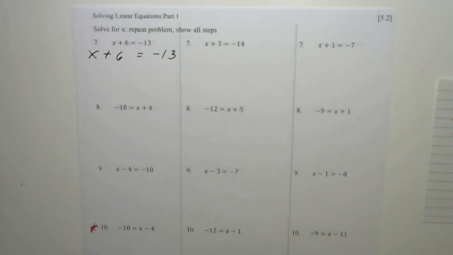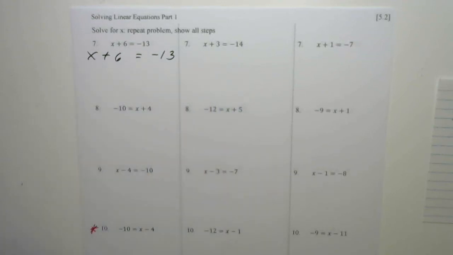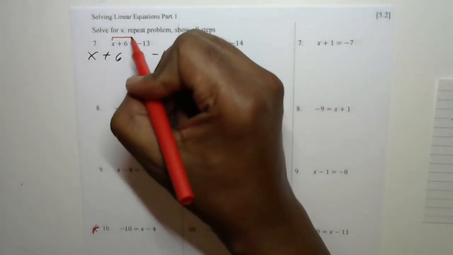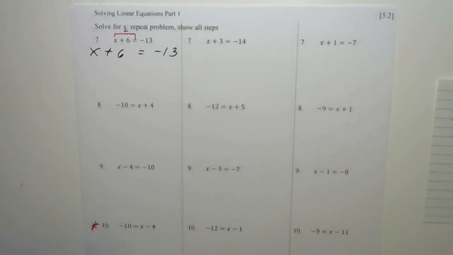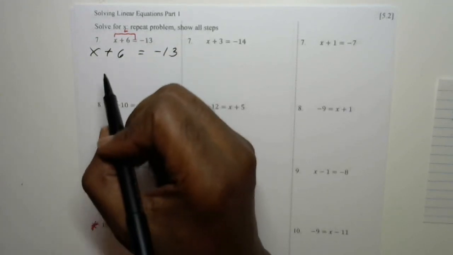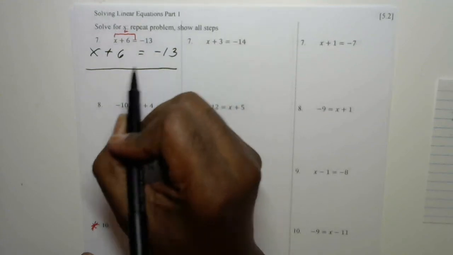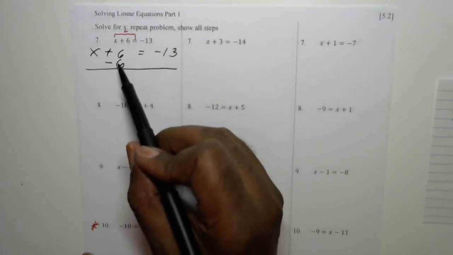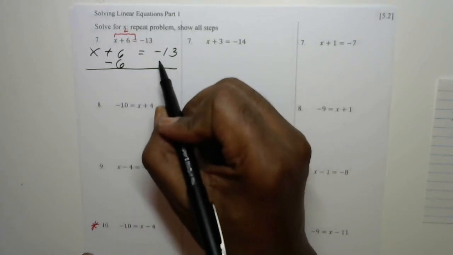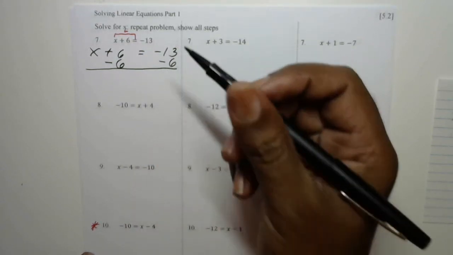So we're going to use the same process. This is a left side problem. The x is on the left side. Therefore, we need to get rid of the number on the left, which is plus 6. The way to get rid of adding 6 is using subtracting 6. What we do on one side, which is the left side, we'll also do on the right side. So we'll put a minus 6 here.